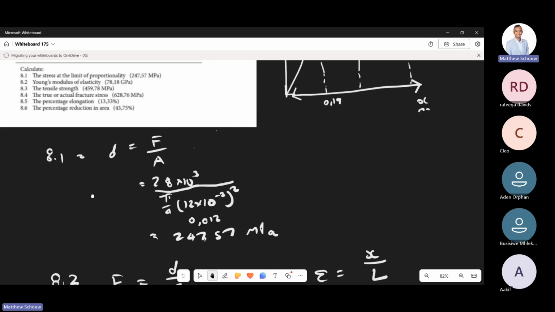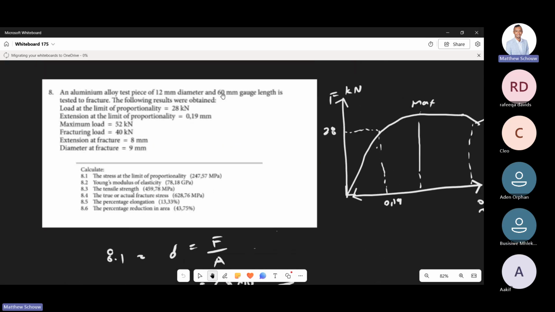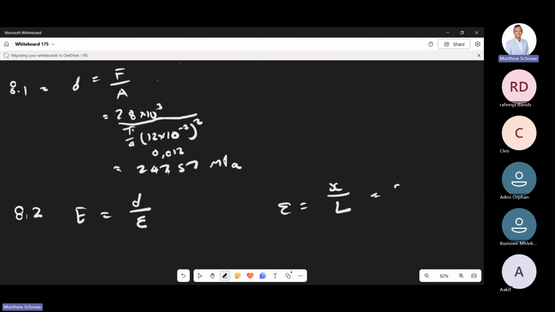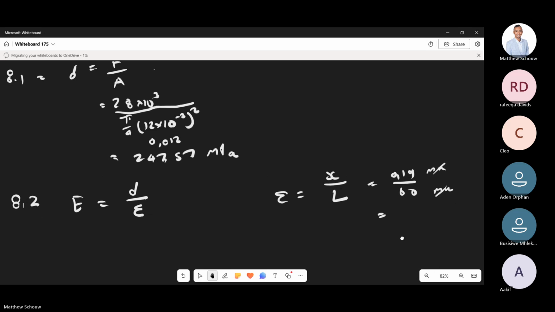Okay, perfect. So you're going to take the 0.19 and you're just going to divide it by 60. Cool. So what do we get for the strain? By the way, it's a dimensionless unit because it's millimeter divided by millimeter, and therefore there's no units. I'm just making you aware. So it's just a number.